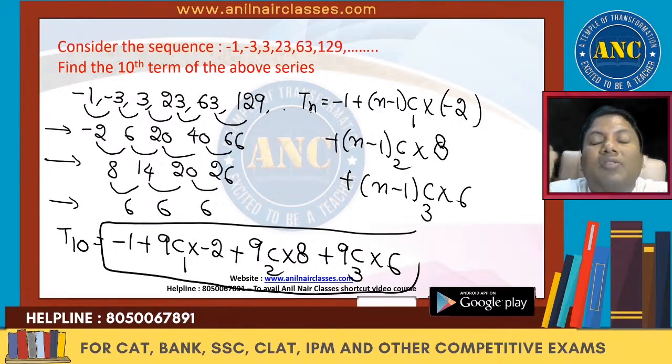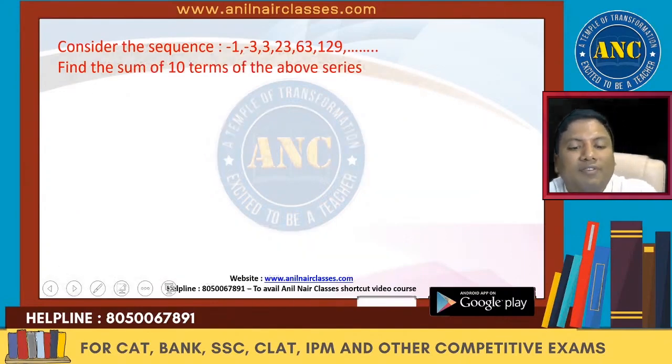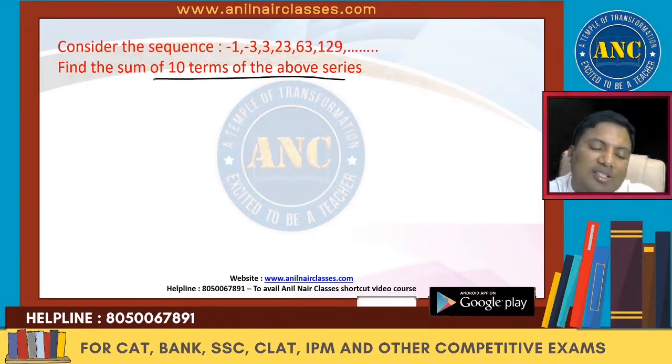1, 2, 3. What will be the nth term? An cube plus Bn square plus Cn plus D. Finding out A, B, C, D is an extremely cumbersome process. And after getting Tn, Sn is summation Tn. That will be much more difficult for you. I hope the idea is clear. Find the sum of 10 terms of the above series. 10 terms or 20 terms, any number of terms, if the difference is constant, you can do it.